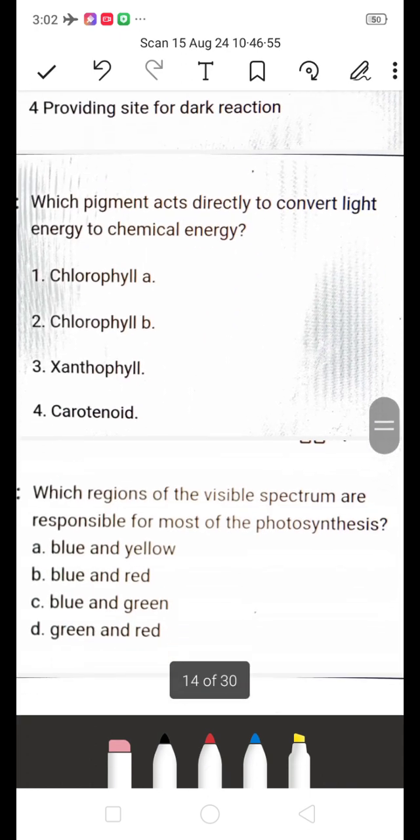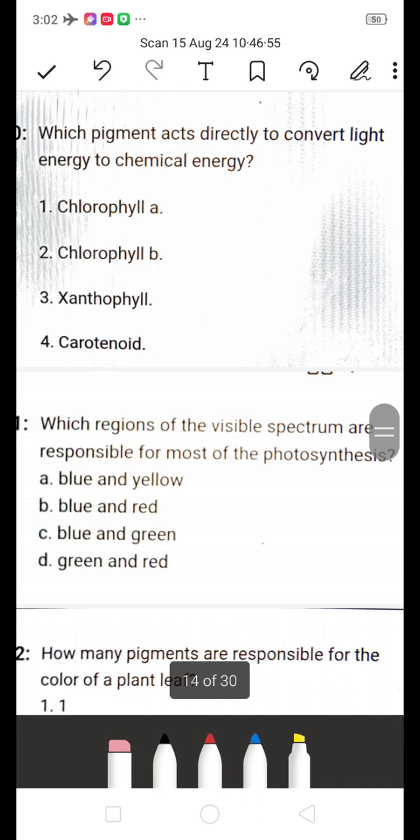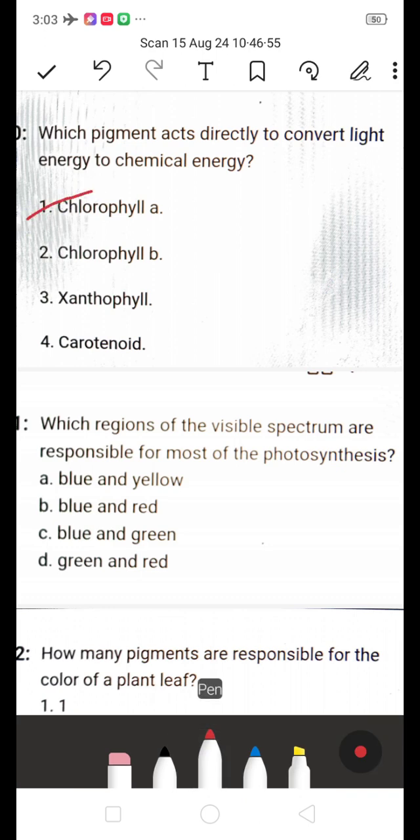Next, which pigment acts directly to convert light energy into chemical energy? Is it chlorophyll a, chlorophyll b, xanthophyll, or carotenoids? Actually, chlorophyll a, it is the primary pigment and it is used for photosynthesis. It converts light energy into chemical energy. This is the right answer.